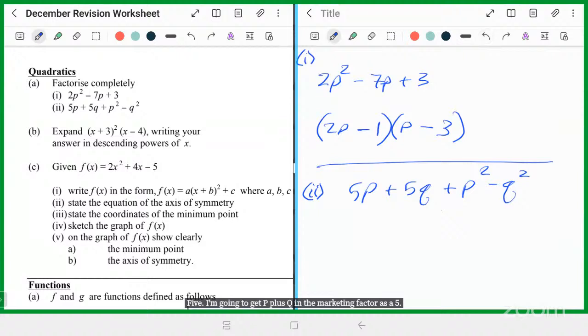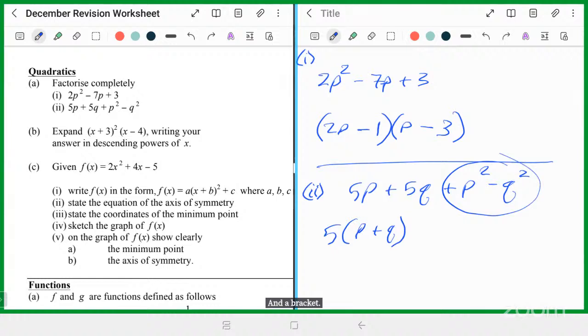We must recognize that this is the difference of 2 squares. It becomes p minus q and p plus q. So you're going to get a second p plus q when you factorize this part. So it's a kind of a new unique one. So the factors of these 2 will be 5, and you will get p plus q in the bracket. Then the factors of these 2 would be p minus q times p plus q, difference of 2 squares.